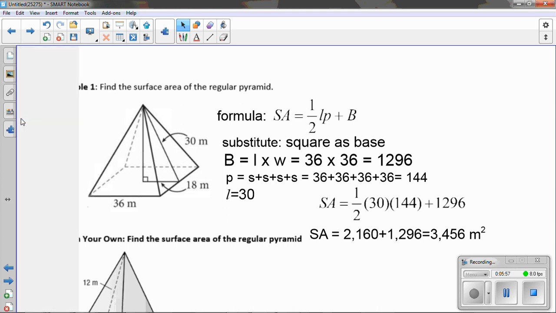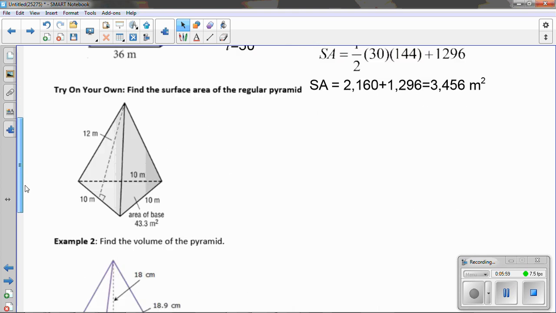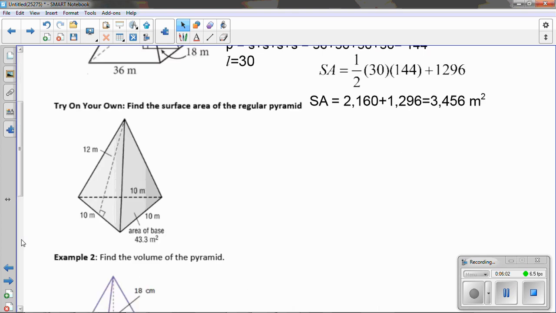Okay, so you guys are going to try this one on your own. Now this is a triangular base pyramid, and I was very nice to you because I gave you the area of the base, so you don't have to worry about trying to find that yourself. It's already there. So you go ahead and use, you're trying to find surface area, figure out the formula you need to use, plug the stuff in the right way, find your answer.